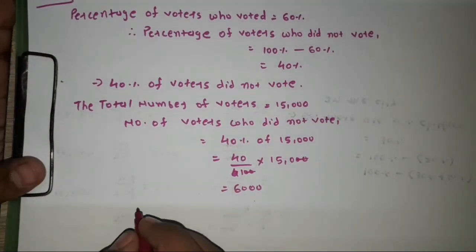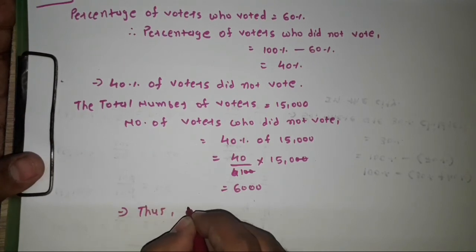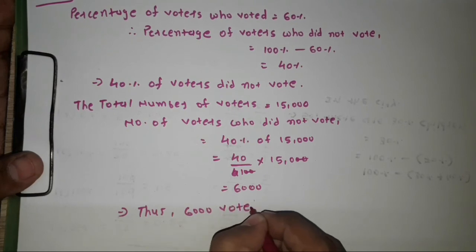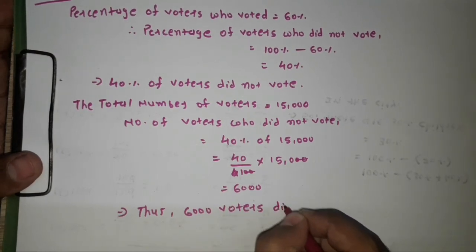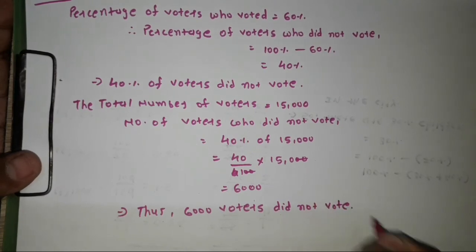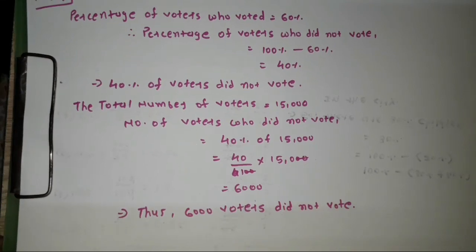So at last we can write that thus 6,000, not 60,000, 6,000 voters did not vote. So this is how we have to solve this type of questions. Here we are completing this one.